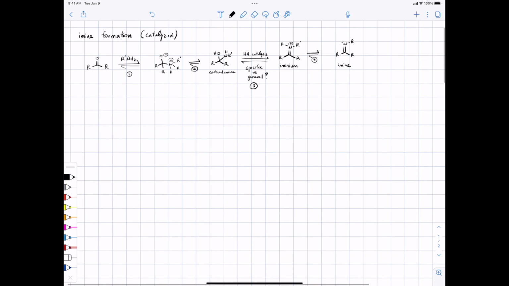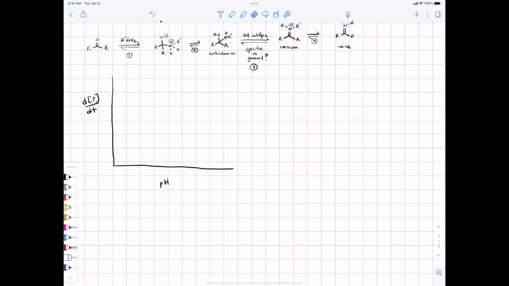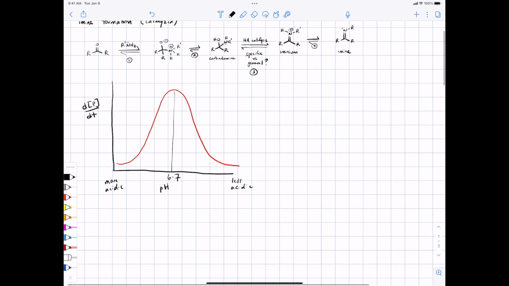Now, if we look at the pH dependence of the rate of this reaction, appearance of product, and then we have pH on this axis from more acidic to less acidic, we see a profile like this, sort of a bell-shaped profile, where we have maximum rate at intermediate pH values between 6 and 7. And the question is why?